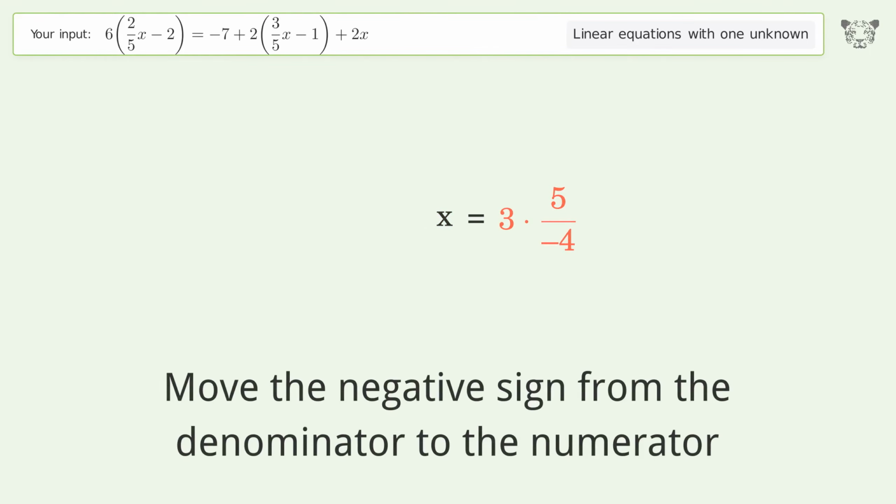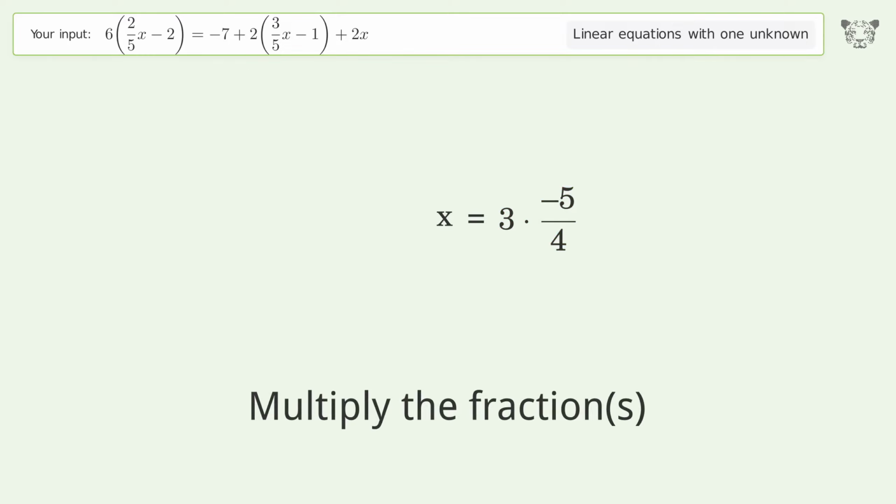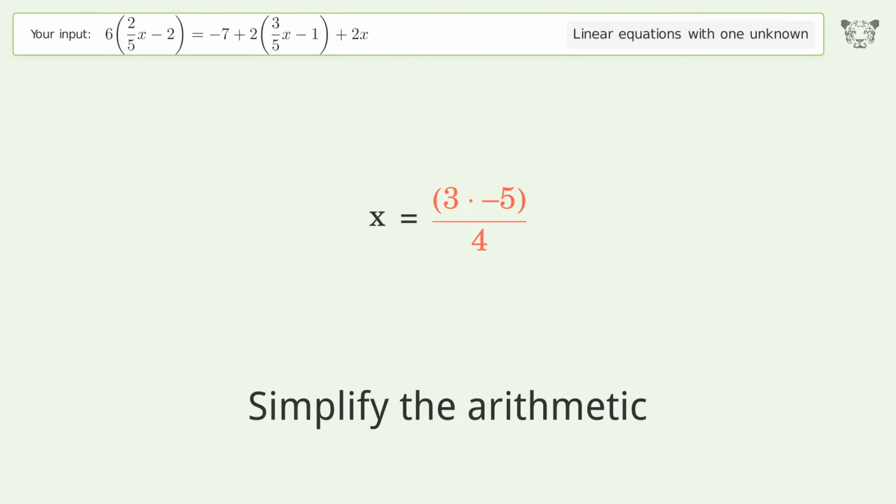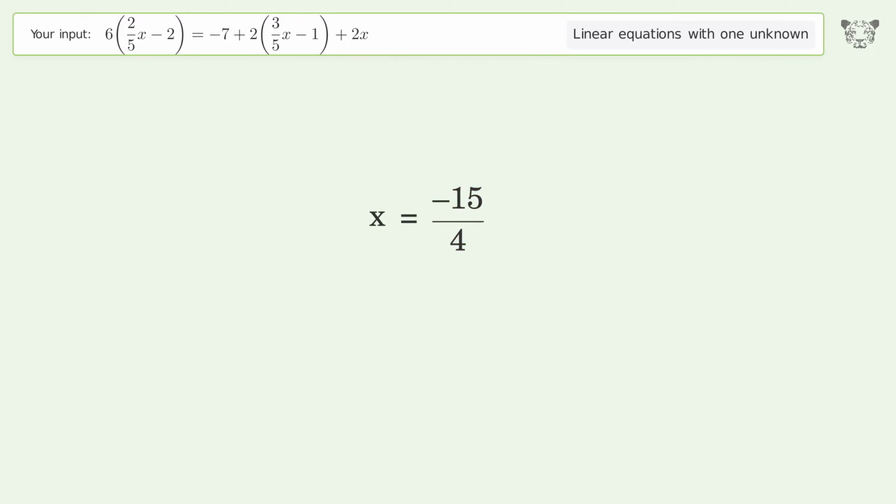Move the negative sign from the denominator to the numerator. Multiply the fractions. Simplify the arithmetic. And so the final result is x equals -15/4.